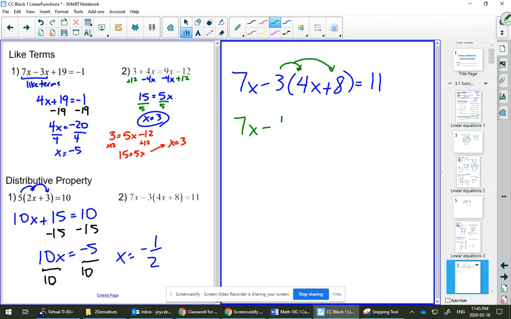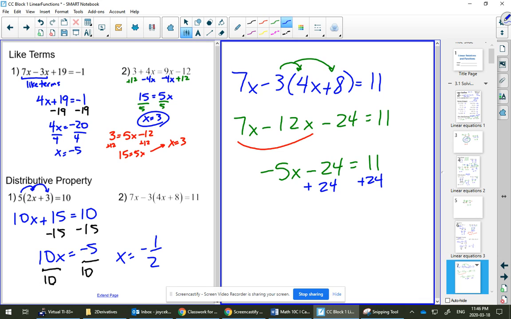So we're going to have 7x minus 12x minus 24 equals 11. 7x minus 12x is negative 5x. So again, these are like terms. So negative 5x minus 24 equals 11. Again, you could skip the step and add the 24 at the same time. I chose to do this in separate steps. I want to get negative 5x by itself, so I'm going to add 24 to both sides. So negative 5x equals 35. Divide by negative 5, and x equals negative 7.